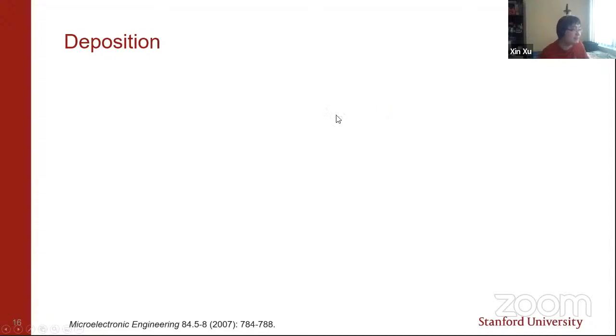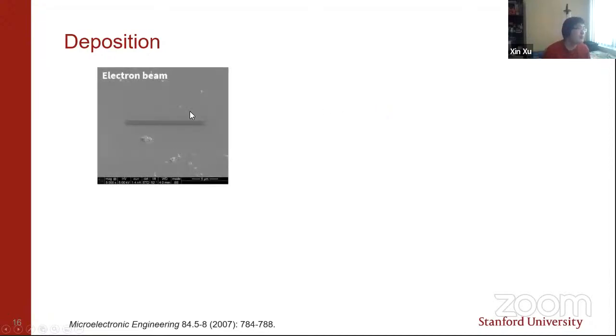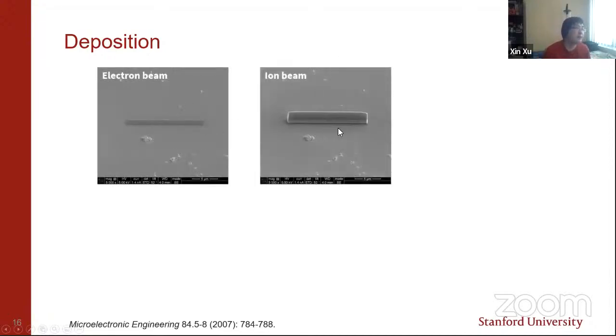So, deposition. As I said, the electron beam and ion beam can also induce this deposition. So what's the difference between them? The electron beam can induce platinum or carbon deposition, but the deposition rate is pretty low. And the ion beam can deposit at a very fast rate.